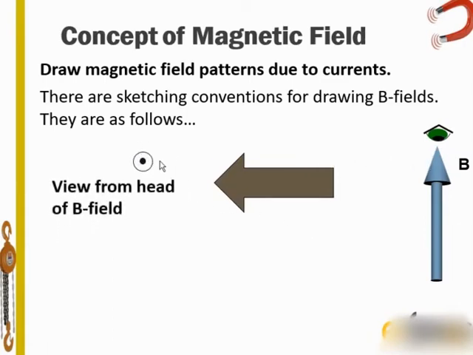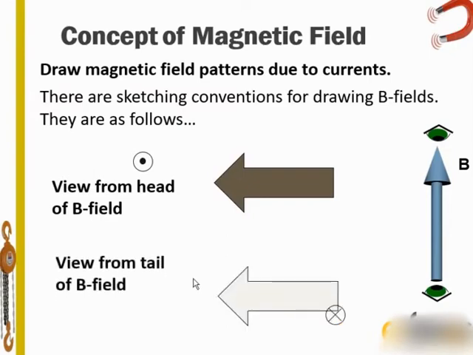So if you see a dot on a piece of paper like that, in a diagram relating to magnetic field patterns, that dot is telling you that the magnetic field line is coming towards you out of the paper. Now, if you view the magnetic field line from behind, as in this diagram here on the right, then you could represent that as the tail of the magnetic field.